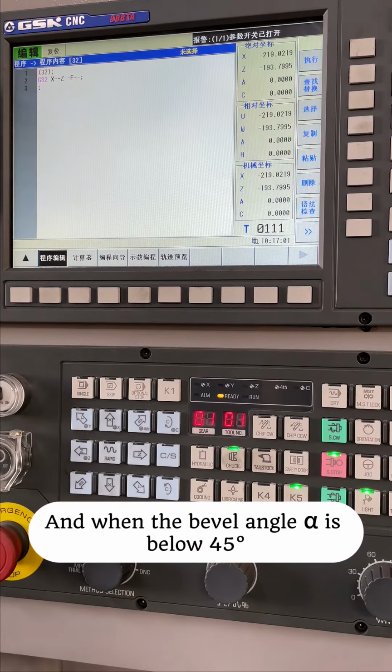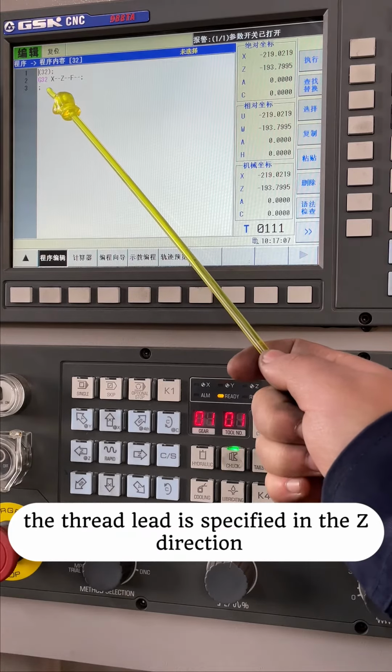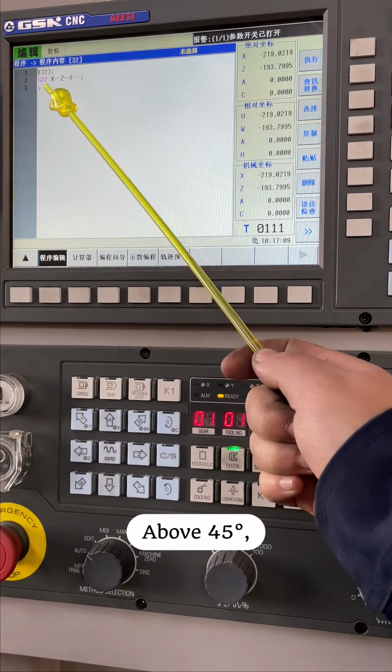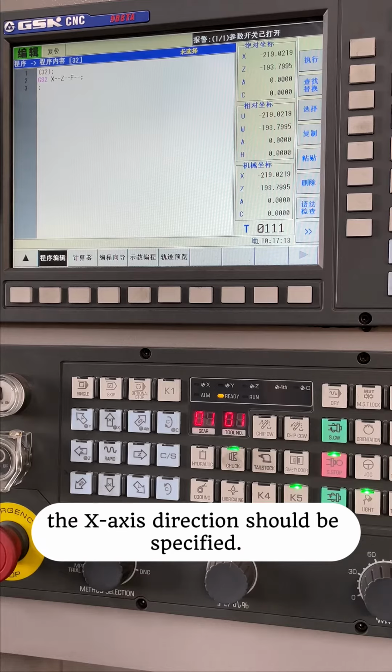And when the bevel angle alpha is below 45 degrees, the thread lead is specified in the Z direction. Above 45 degrees, the X-axis direction should be specified.